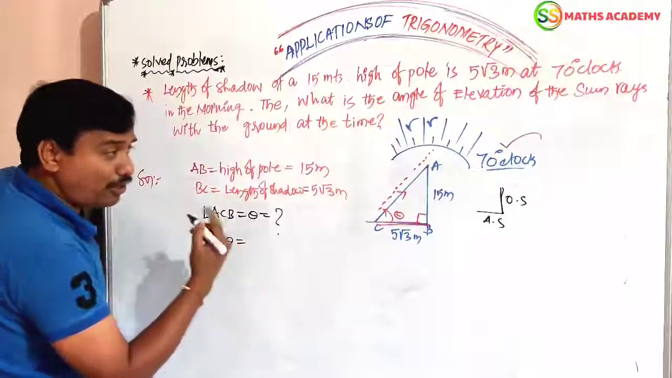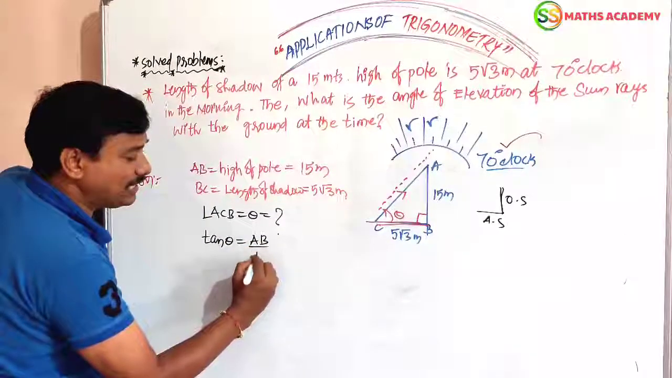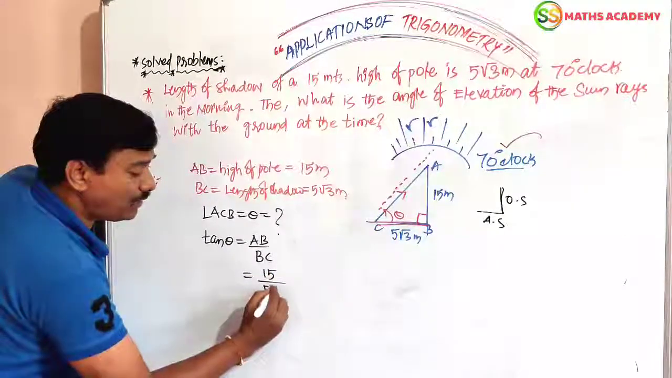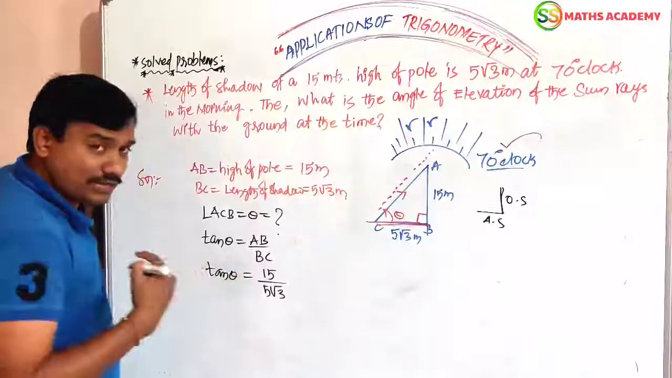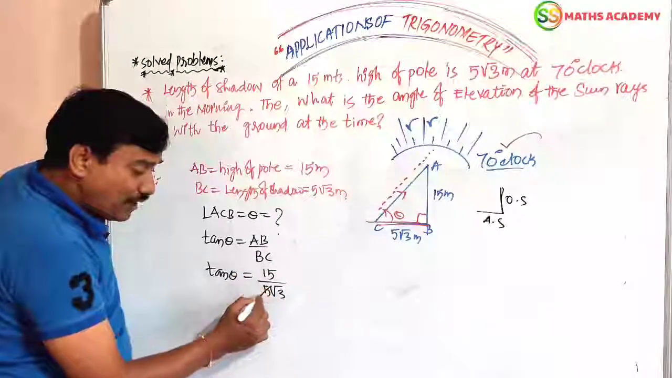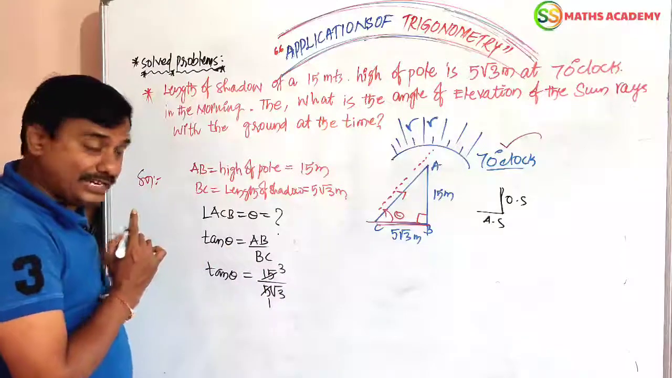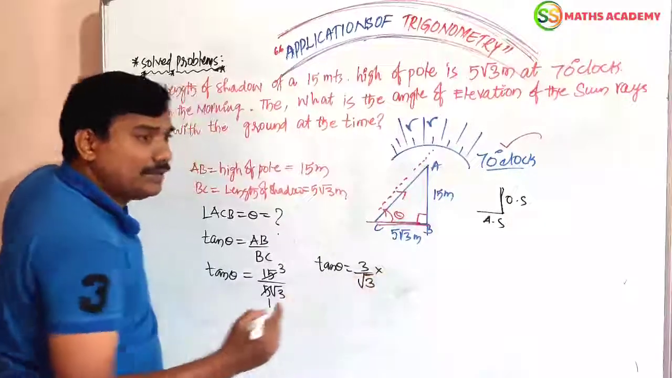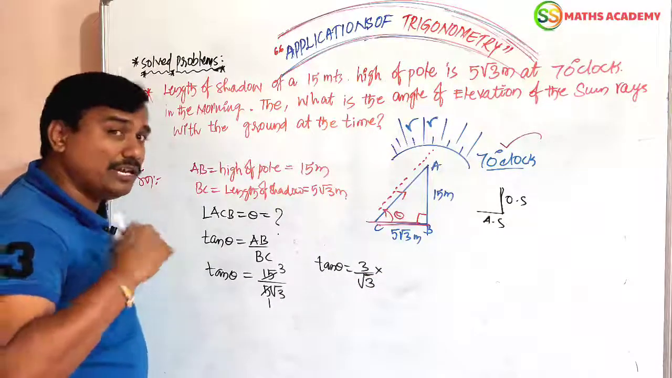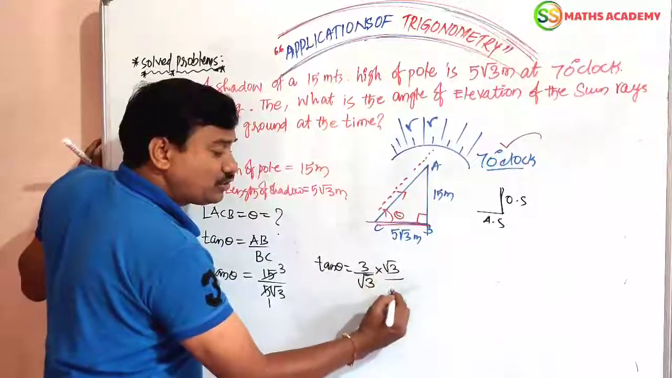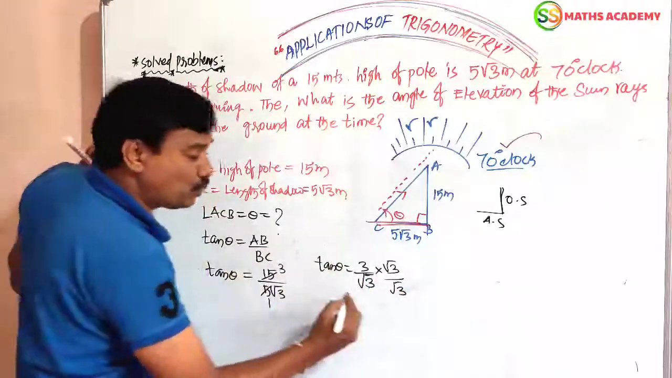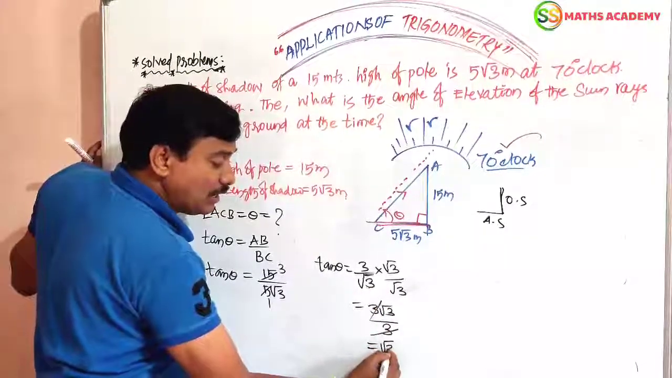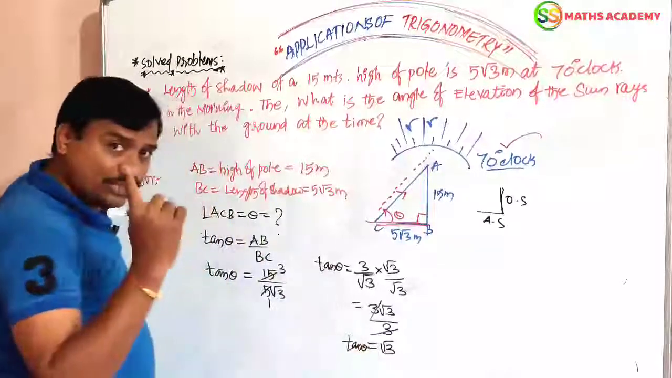Tan theta ratio I am applying here, nothing but opposite by adjacent, that is nothing but AB by BC. AB value is 15. BC value is 5 root 3. Here you have to write tan theta, as we are going to find the theta value. 5 ones are 5, 5 threes are 15. Then tan theta equals 3 by root 3. I told you very clearly, when the denominator has an irrational number, we have to do the rationalization, multiplying and dividing by the same term only. 3 into root 3 is 3 root 3, root 3 times root 3 is 3 only, 3 gets cancelled, root 3. Tan theta equals root 3, friends.